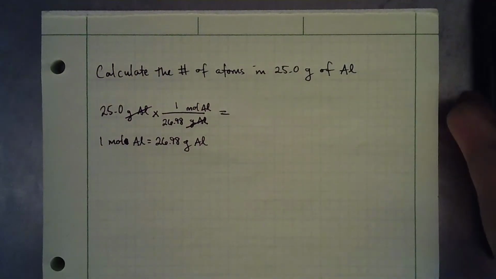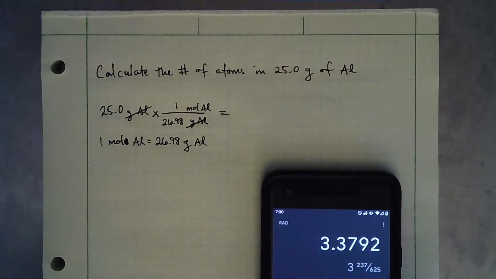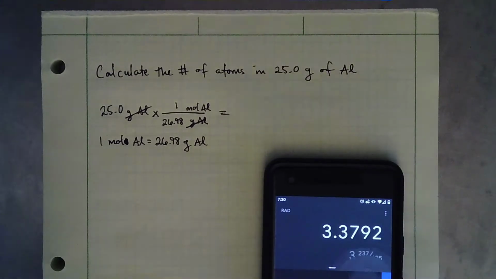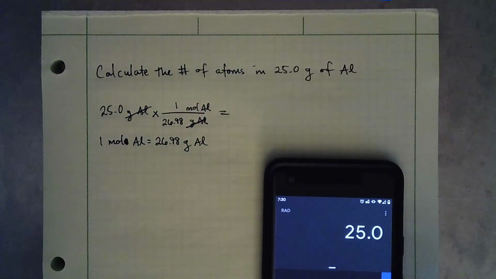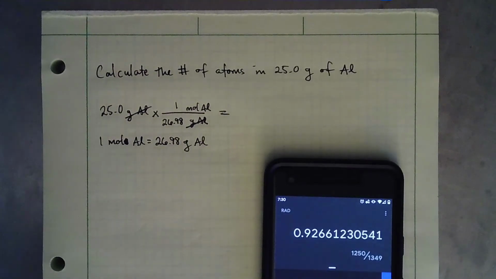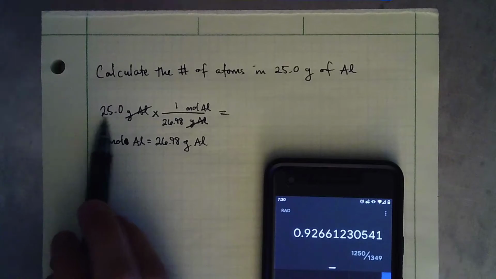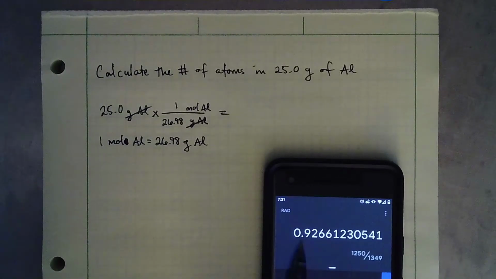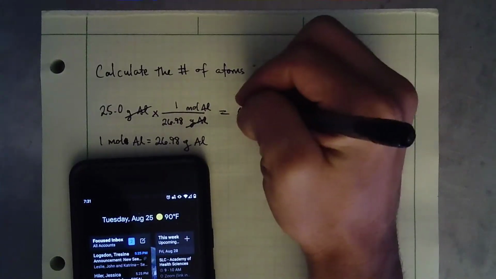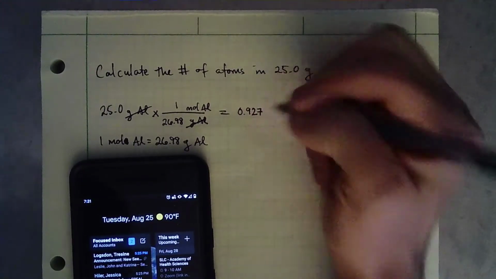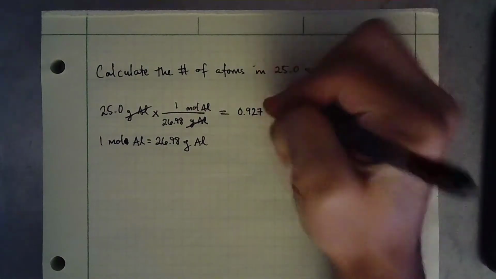There we go. So let's get the calculator out. All right, so 25.0 times 1, so I'm going to skip that part, and then divided by 26.98. So 0.9266. I've got 3 sig figs here, so I'm going to do 0.927.